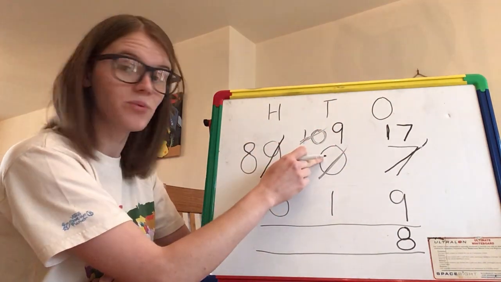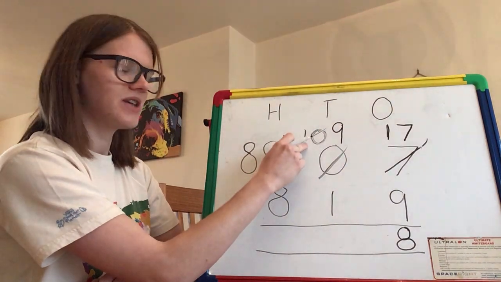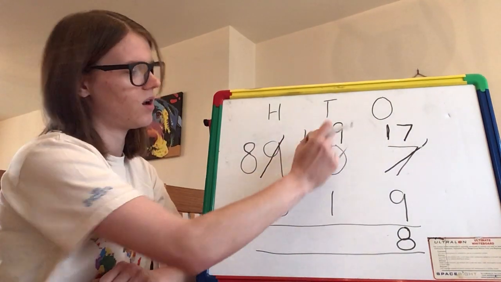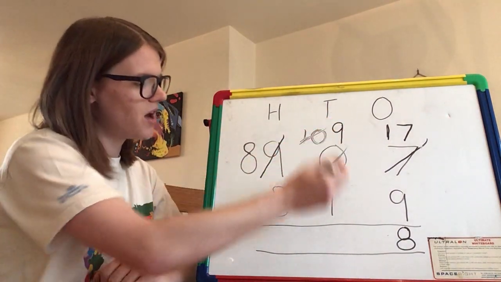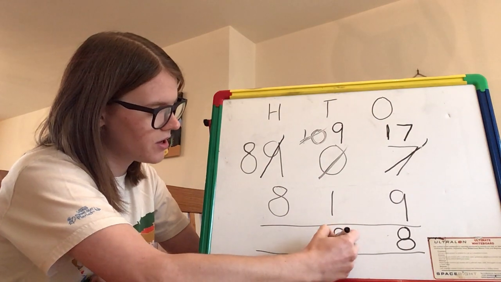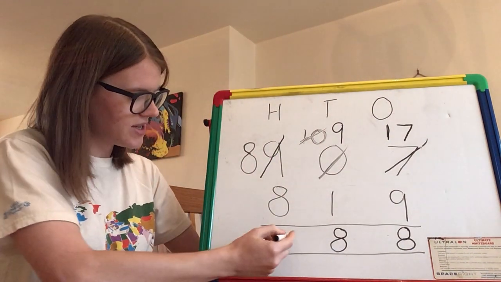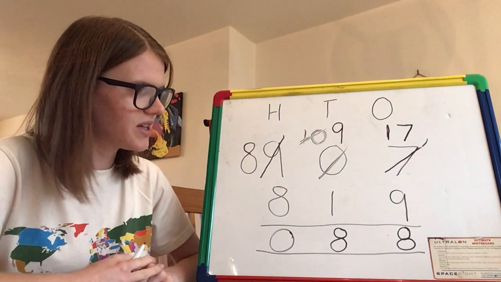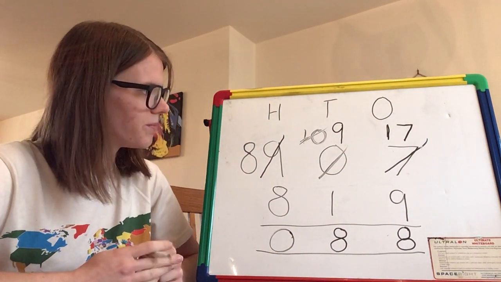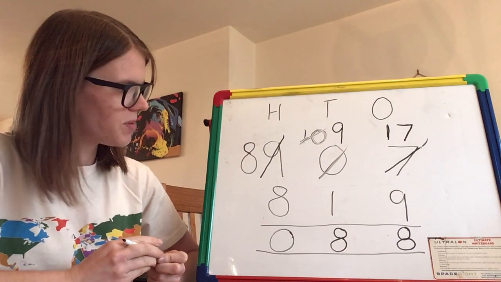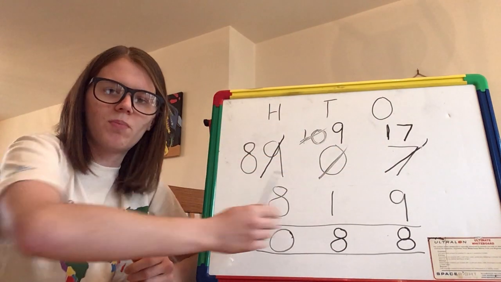I had no tens. I borrowed 10 tens. Then I had to borrow for this column, so I only had 9. 9 take away 1 is 8. And then 8 take away 8 leaves me with 0. Awesome, brilliant, super duper. So follow this through on your boards, okay?